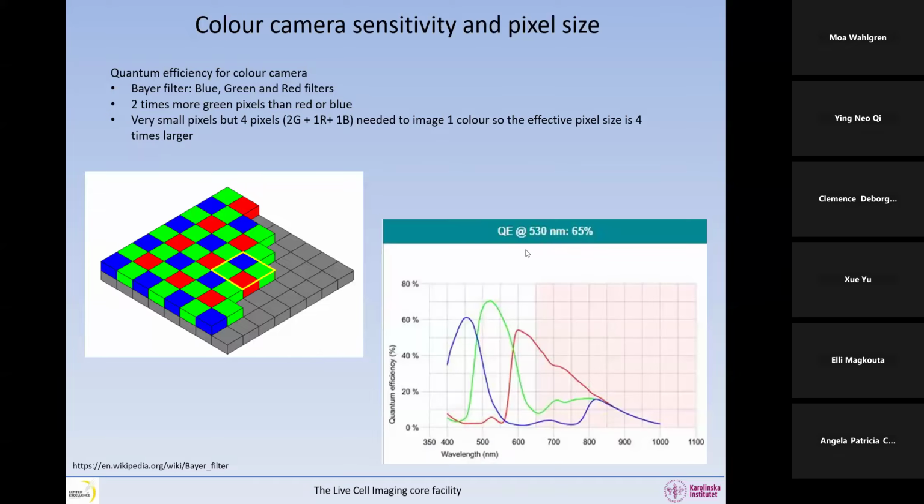So the quantum efficiency can look like this. For example, you would have a different quantum efficiency for the 4 different colors. And like, for example, I say 65% or 70% quantum efficiency for these cameras.